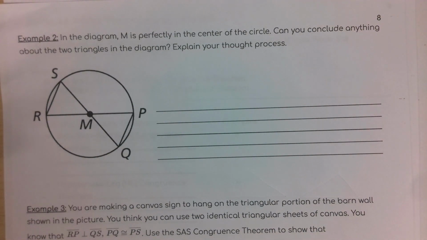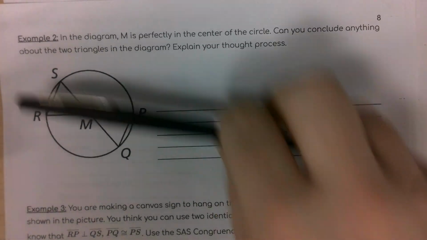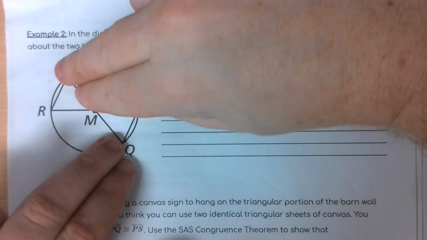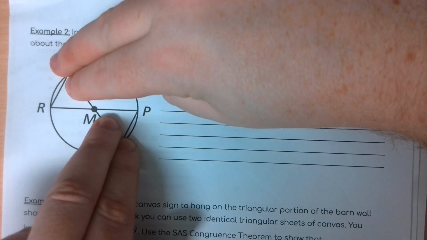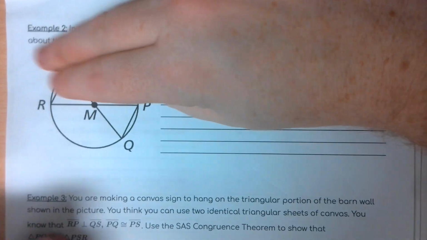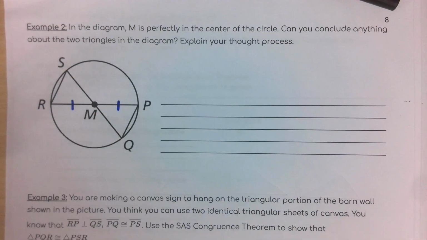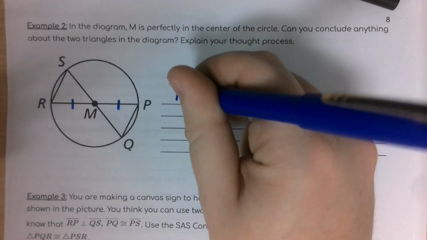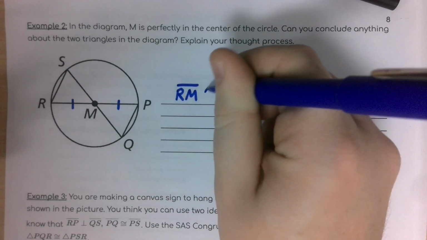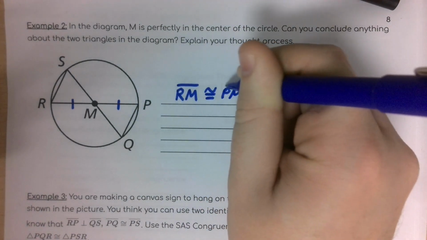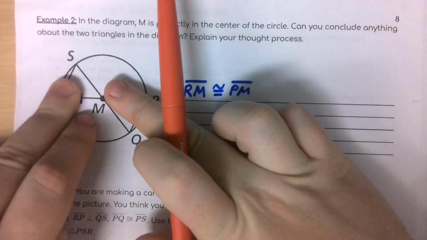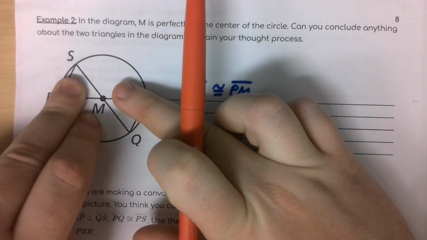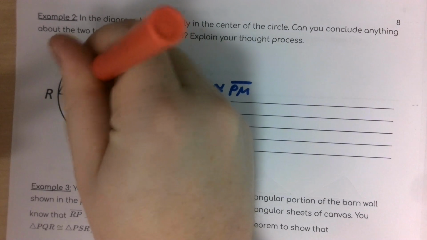In this diagram, if M is perfectly in the middle, let's look at how this interacts with some of the other information we know. If M is perfectly in the middle, that means it's also in the middle of this line segment RP, right? Well, that means that it bisects RP. We know that since M is in the middle, RM is congruent to PM. And the same could be said with S and Q. M is directly in the middle, so SM and QM are congruent.